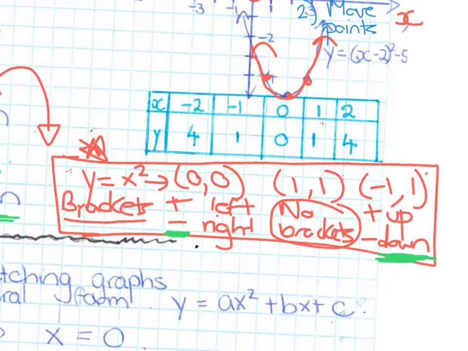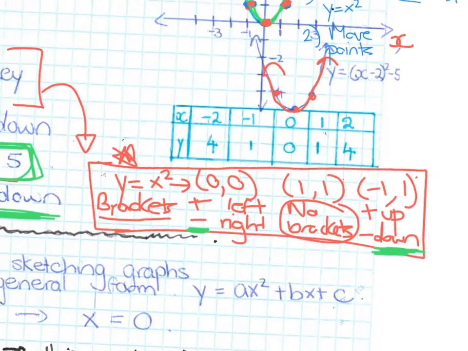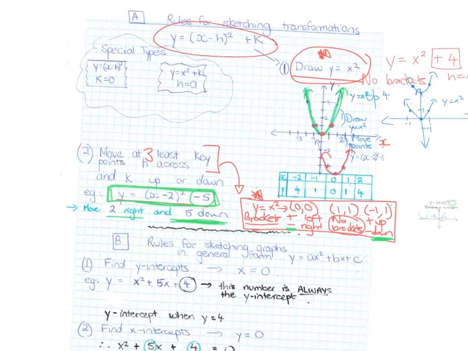If you've got no brackets, you move it up or down by the number which isn't in brackets: positive is up, negative is down. If you've got both, then you're going to move it left and right, and up and down.